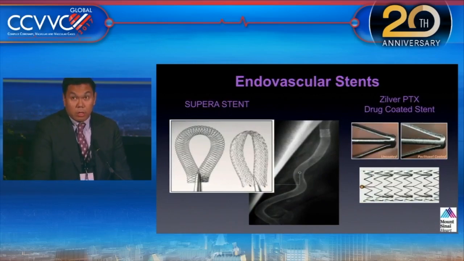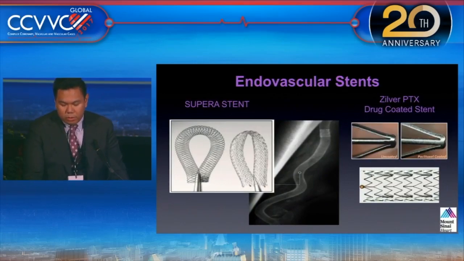The two stents that we use here at Mount Sinai are the Supera and the Zilver stent. They're both self-expanding stents made out of nitinol, and they're used to treat stenotic femoral popliteal disease. The Supera stent is a bare metal stent, which tends to be very flexible, and we like to put it in places that are inflection points, like the popliteal or the proximal SFA.